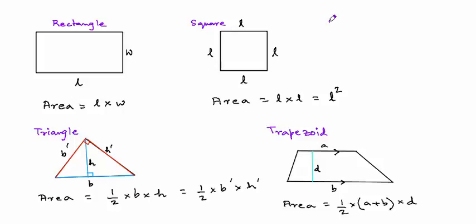And finally, let's talk about the area of a circle. A circle is defined by its radius. The larger the radius, the larger the circle. And the radius is the distance of any point on the circle from the center of the circle. Let's call it r. The area of the circle is given as pi, which is a constant, multiplied with the square of the radius, or pi r square. Let's look at some problems.